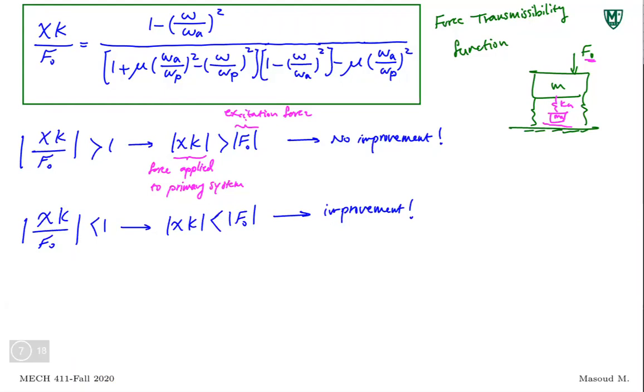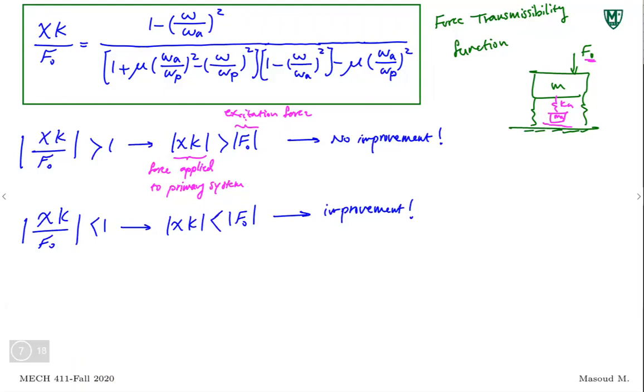So this is improvement. If xk over F naught is smaller than 1, it means that part of this excitation input is going to the absorber that I added to the system. So my absorber is improving the situation, right? I'm getting rid of at least part of the force. If I'm exactly on that excitation frequency that I designed the absorber for, this would actually be 0. Like no force is applied to my primary structure. All the force is transmitted to my absorber.